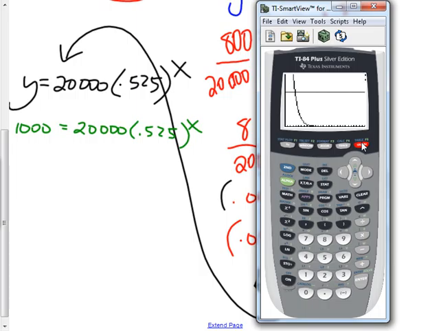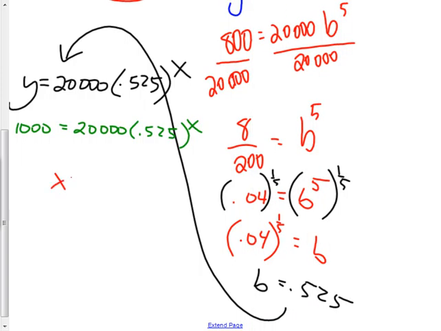And you have to adjust your window so you can see up high enough, because you have to be able to see up to at least 1,000 where the line goes across. And then I go second, calculate the intersection, which is number 5. Hit enter, enter, enter. If there's only 2 lines, it's really simple. And there you go, 4.65. So what did we just figure out? In the year 4.65, there will be 1,000 birds.